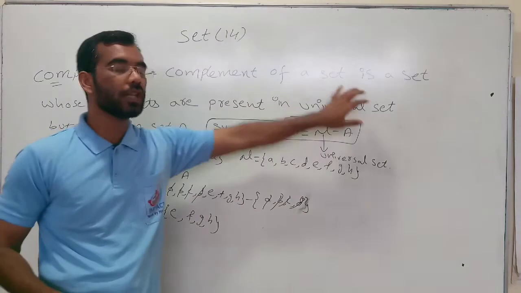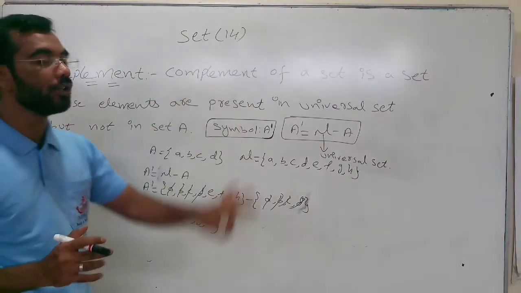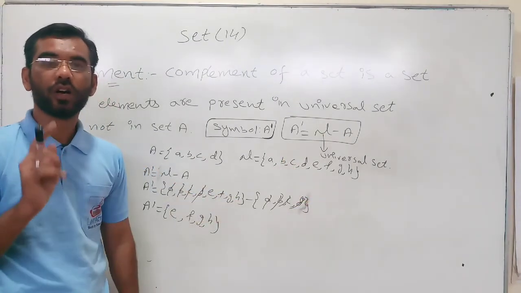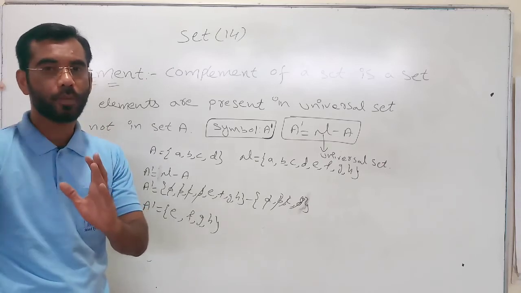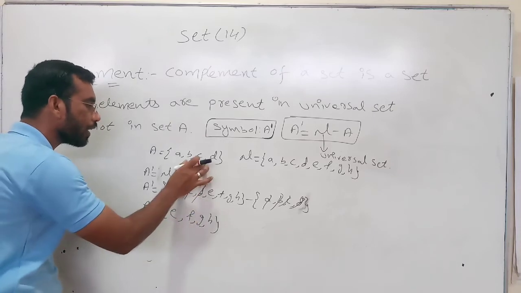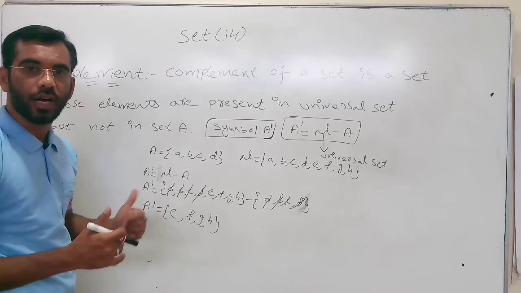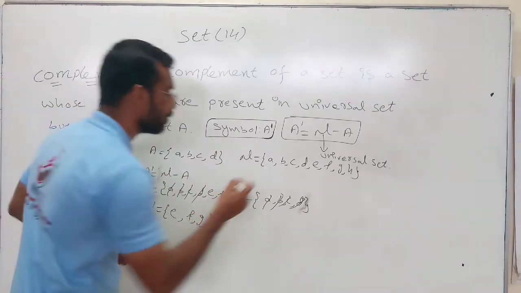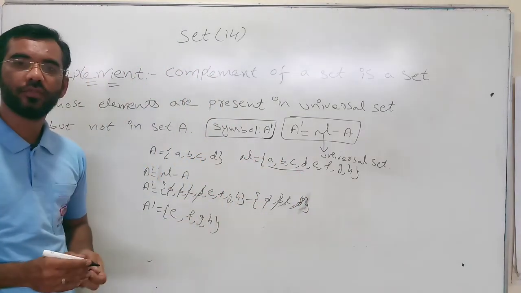Now see the definition. Complement of a set is a set whose elements are present in the universal set but not in set A. That means it should not be present in the first set but it should be present in the universal set. What element was there in A, we cut. It is finished. And the elements that remain in mu except A, E, F, G, H. A complement is E, F, G, H.